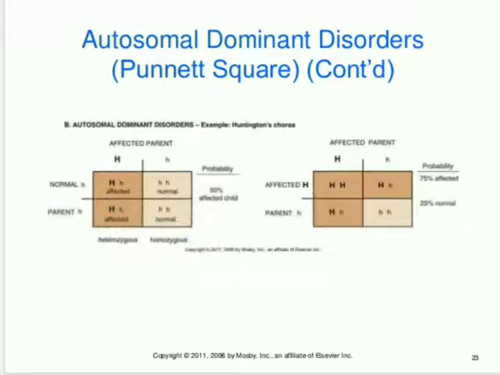So this is variable clinical expression. This is a Punnett square for autosomal dominant. You know to construct the Punnett square.